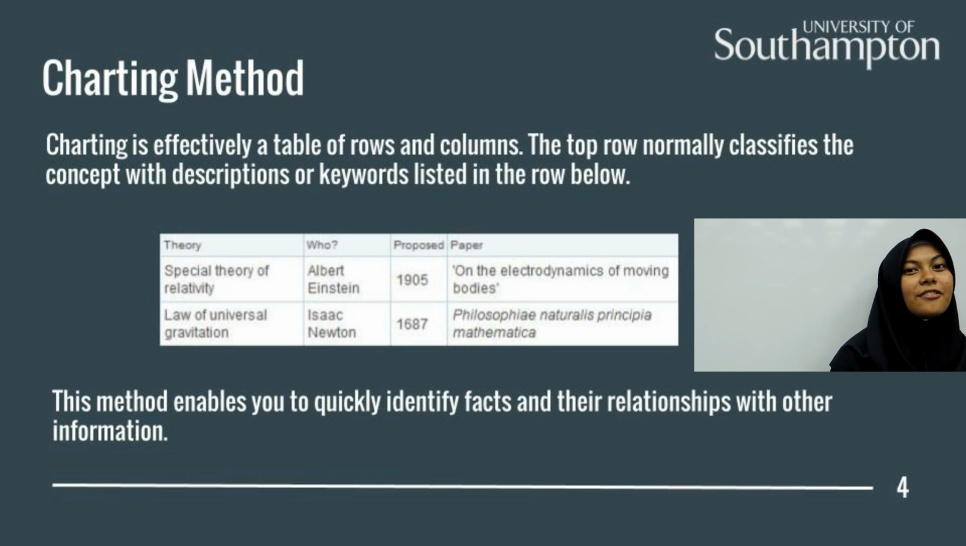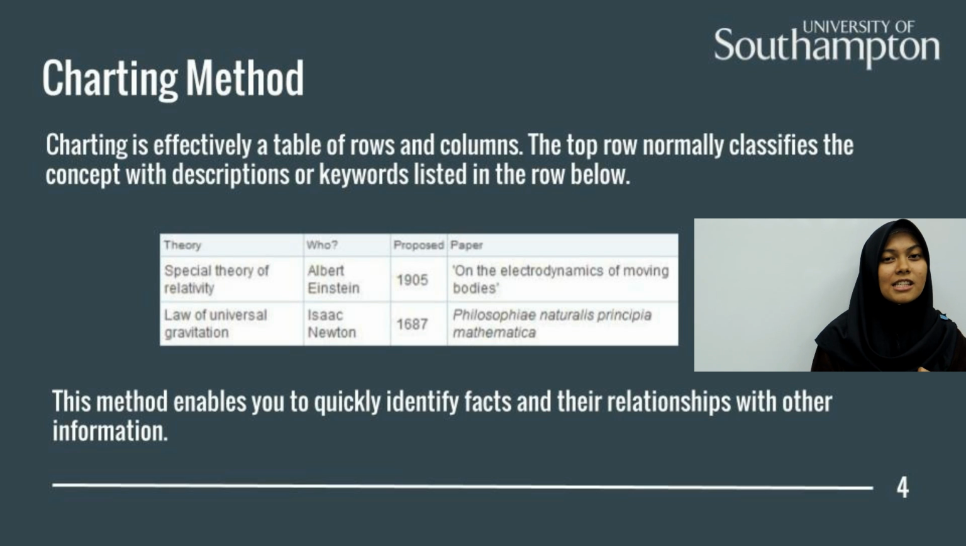Charting is effectively a table of rows and columns, where the columns are labeled with the main points and keywords that you think are important in those lectures. And actually, the charting method is easier for students, especially for subjects like history, maths and science, because you can relate the relationships between the facts themselves.